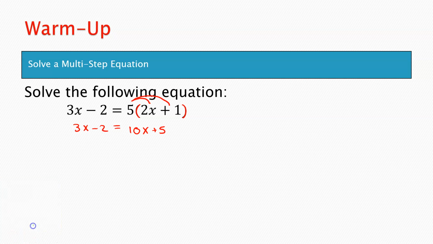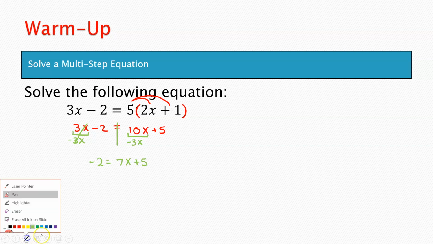At this point, I see that I have like terms. I have a 10x and I have a 3x. It's completely up to you which one you want to move over. I prefer the smaller one. So in this case, we're going to get rid of that 3x by subtracting 3x from both sides. Minus 3x, minus 3x. Those do cancel out. We bring down negative 2 is equal to 10x's minus 3x's is just 7x's plus 5.